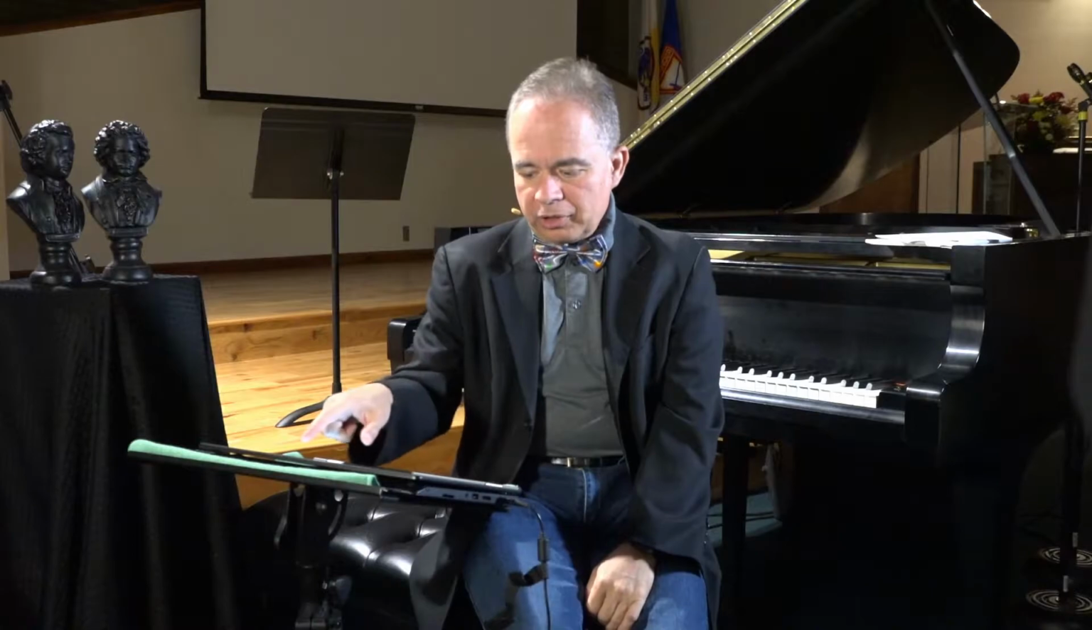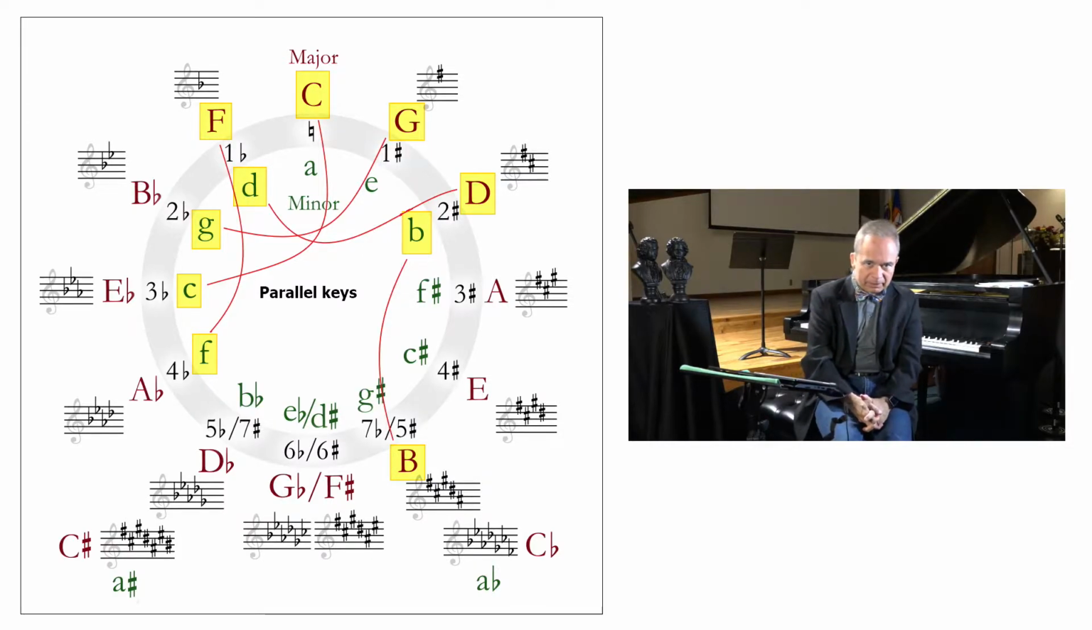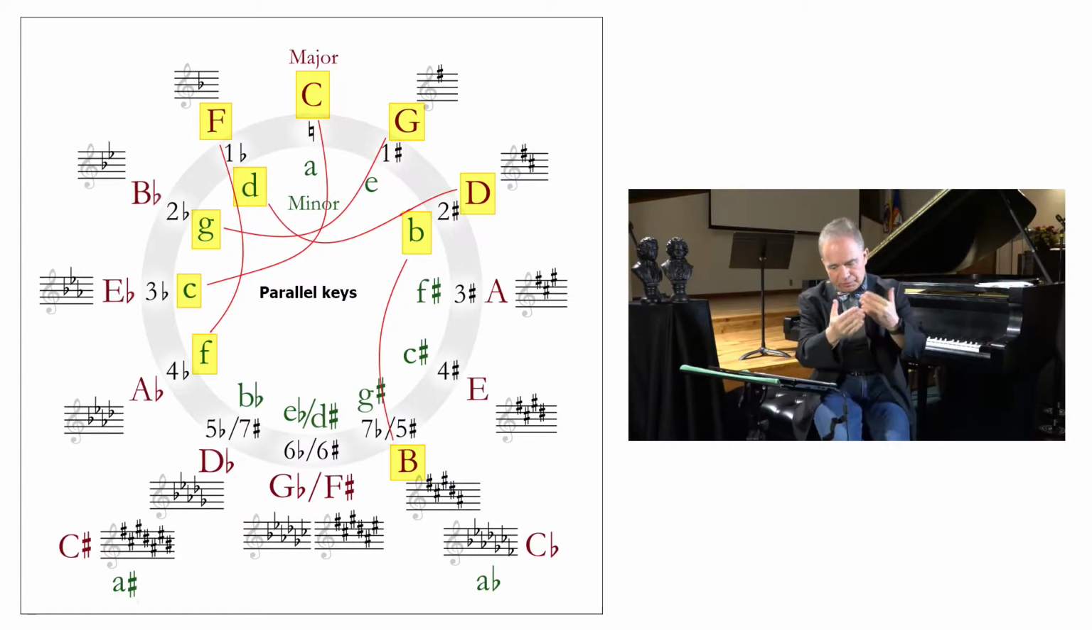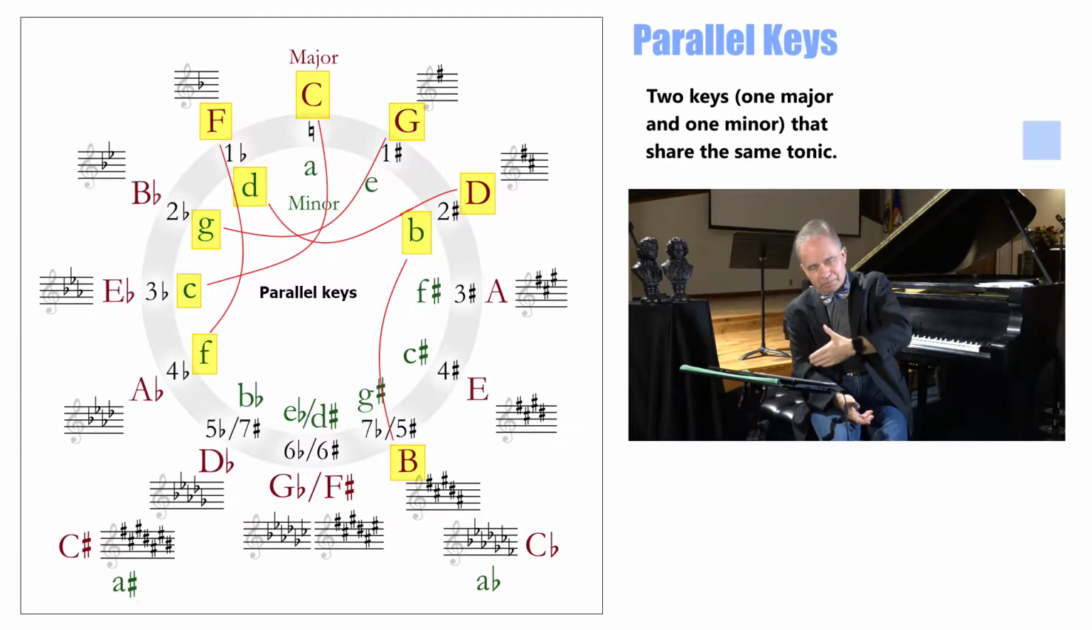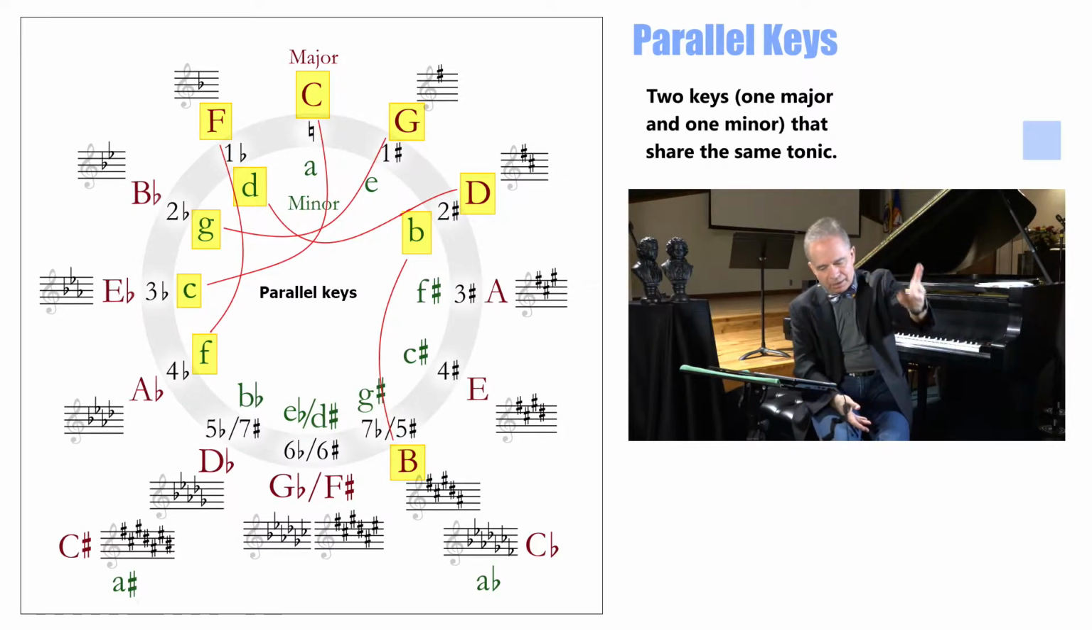Okay, very good. I want to talk a little bit about parallel keys. Parallel keys are two keys that share the same tonic. For example, C major and C minor. The difference between them is the mode. One of them is of a major mode, the other one is of a minor mode, right? But they are called parallel because they share the same starting point. For example, C. Okay, and they end with C as well.